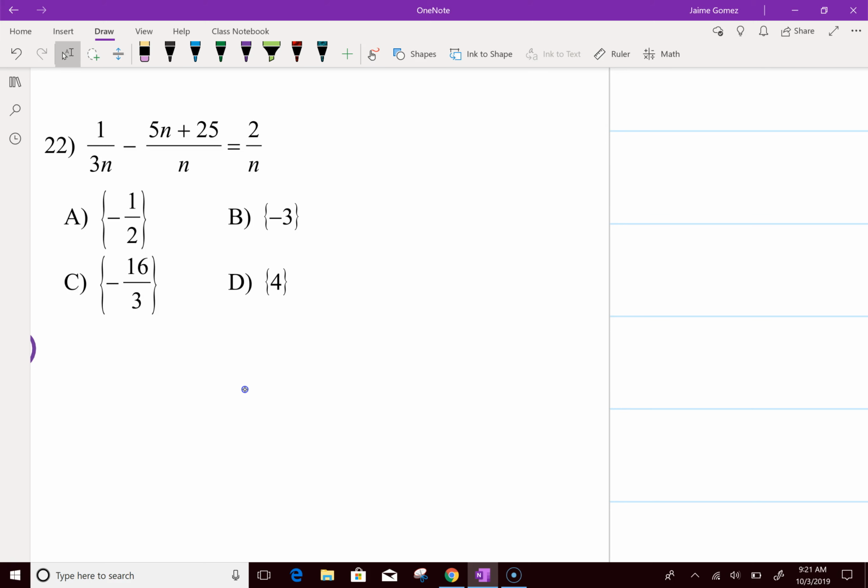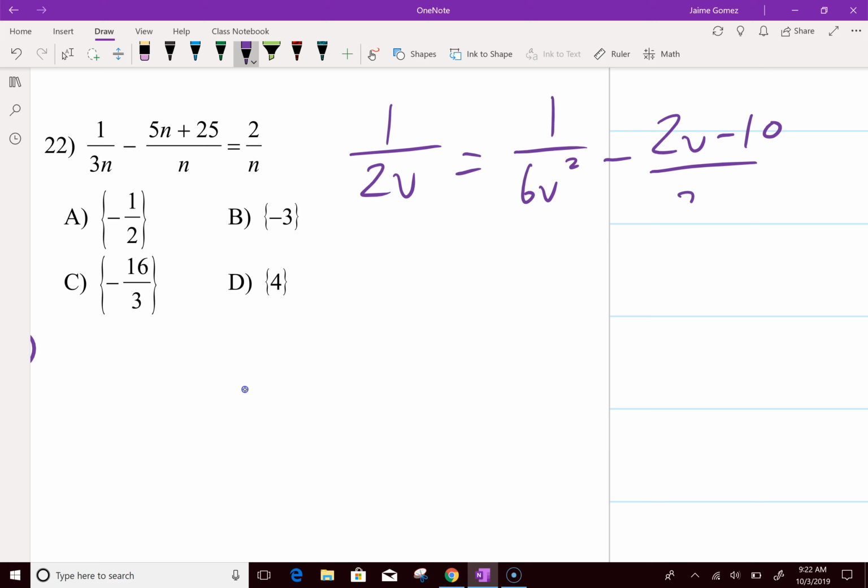22. So 22 on your assignment, on your test, is 1 over 2v is equal to 1 over 6v squared minus 2v minus 10 over 3v squared. Be careful with the minus sign. Remember, it's going to change everything right here, right?